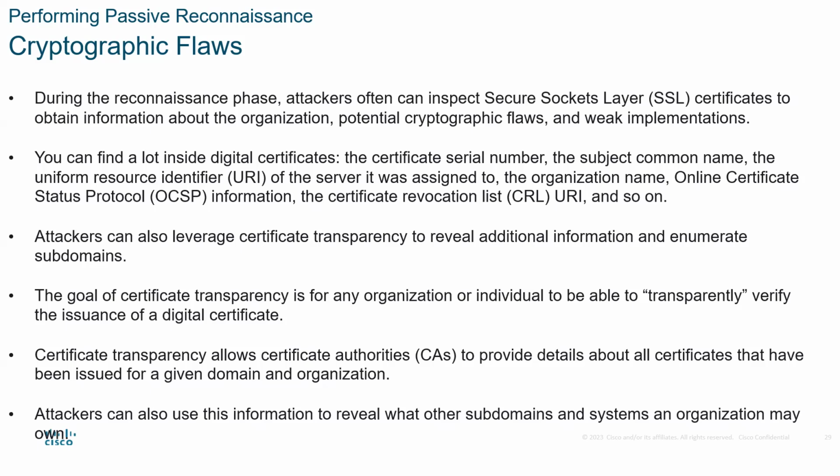Once we have that, all of this information is out there for the purposes of transparency. The revocation list should not be made available to the public, but because some attacks have happened and we need that valid information out there for people to look at, it becomes an issue. So the goal of certificate transparency is for organizations or individuals to be able to transparently verify that the issuance of a digital certificate is valid. So when I make it public, you know that it's still valid, and I can tell.